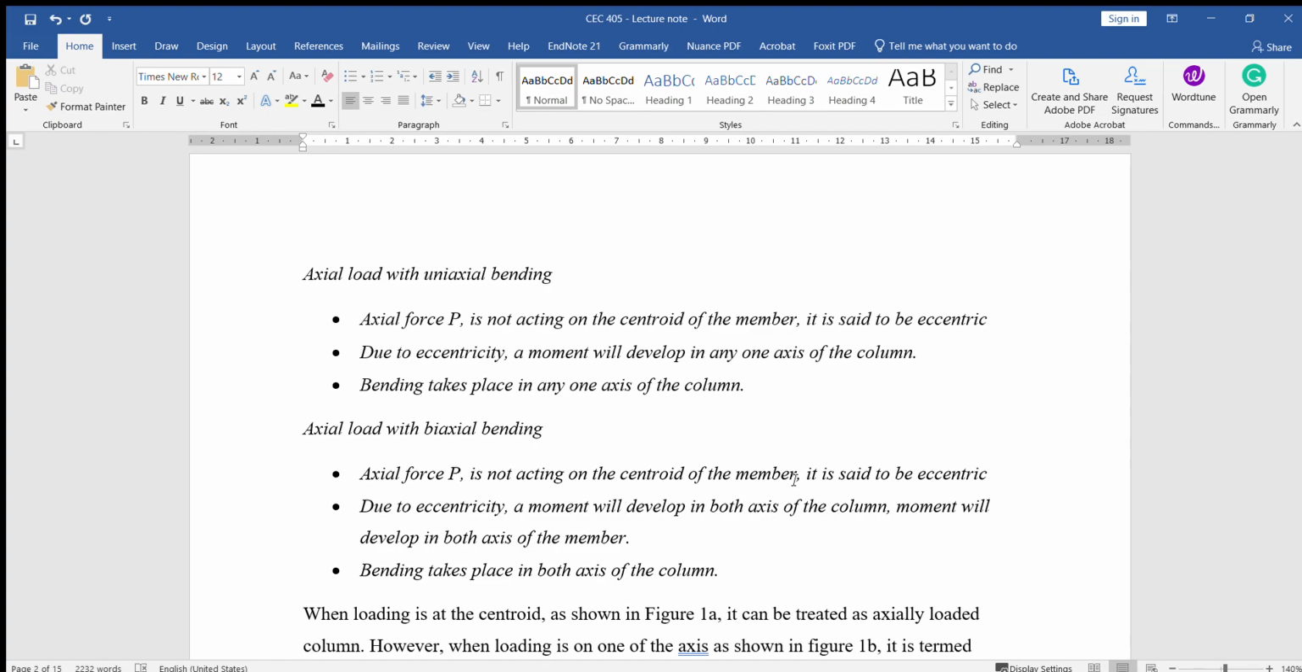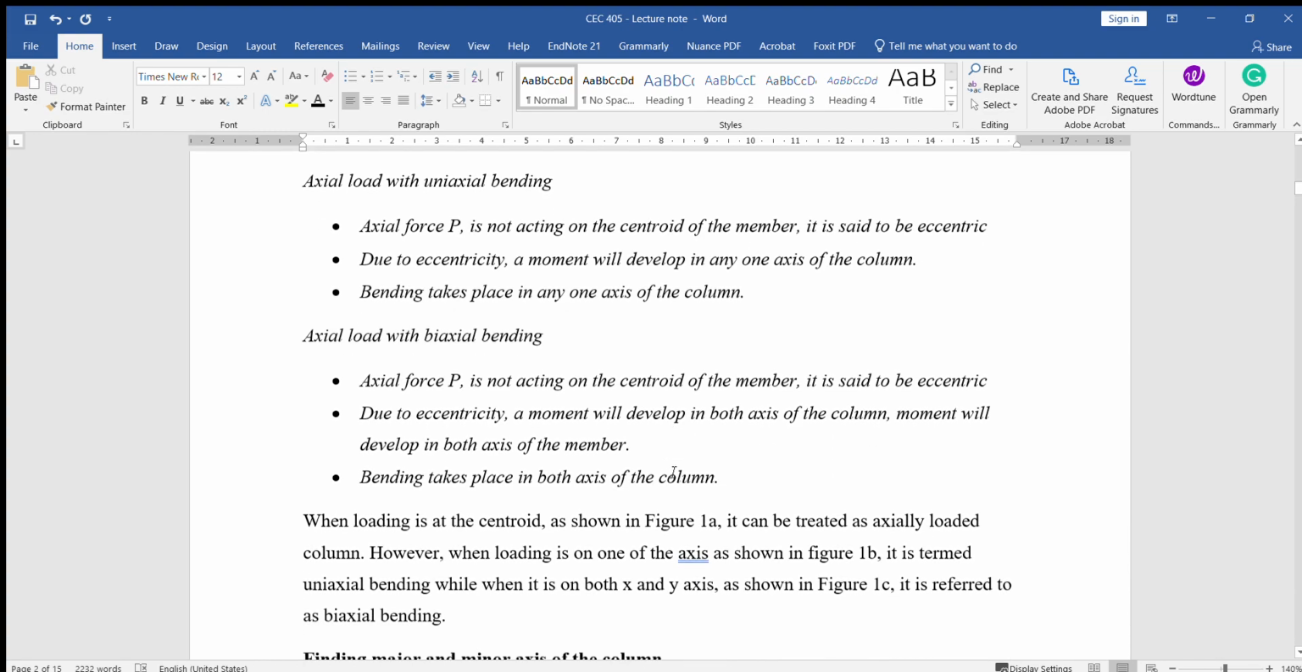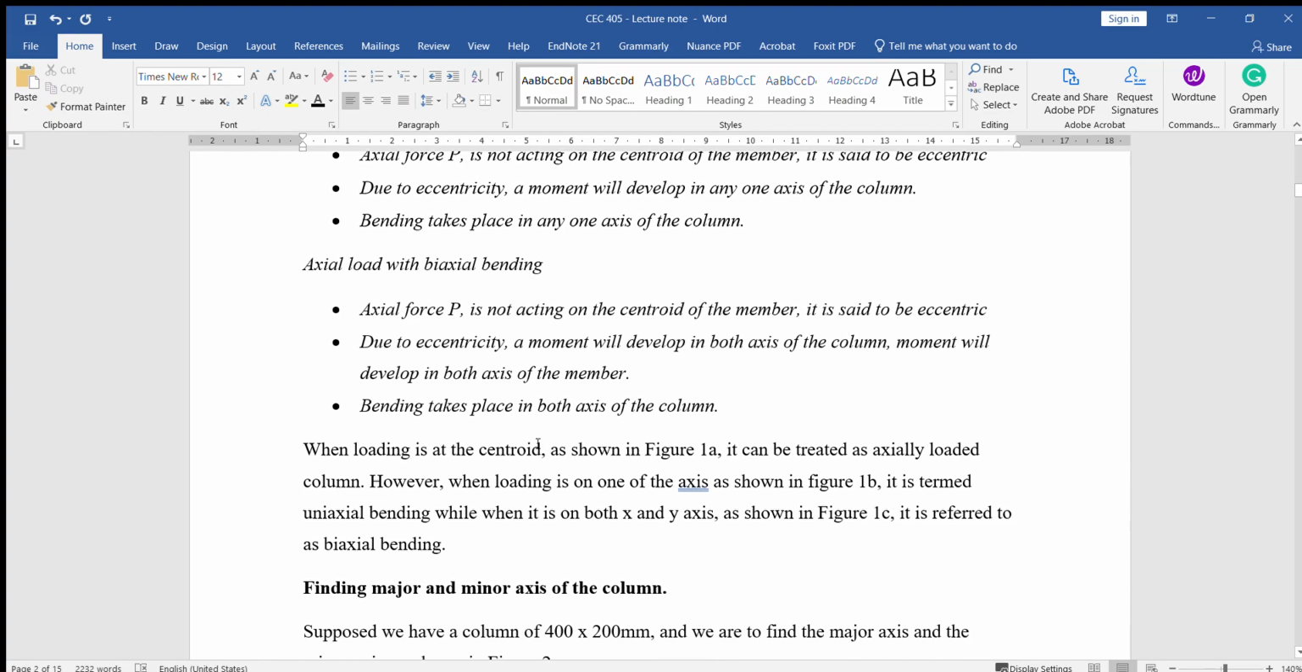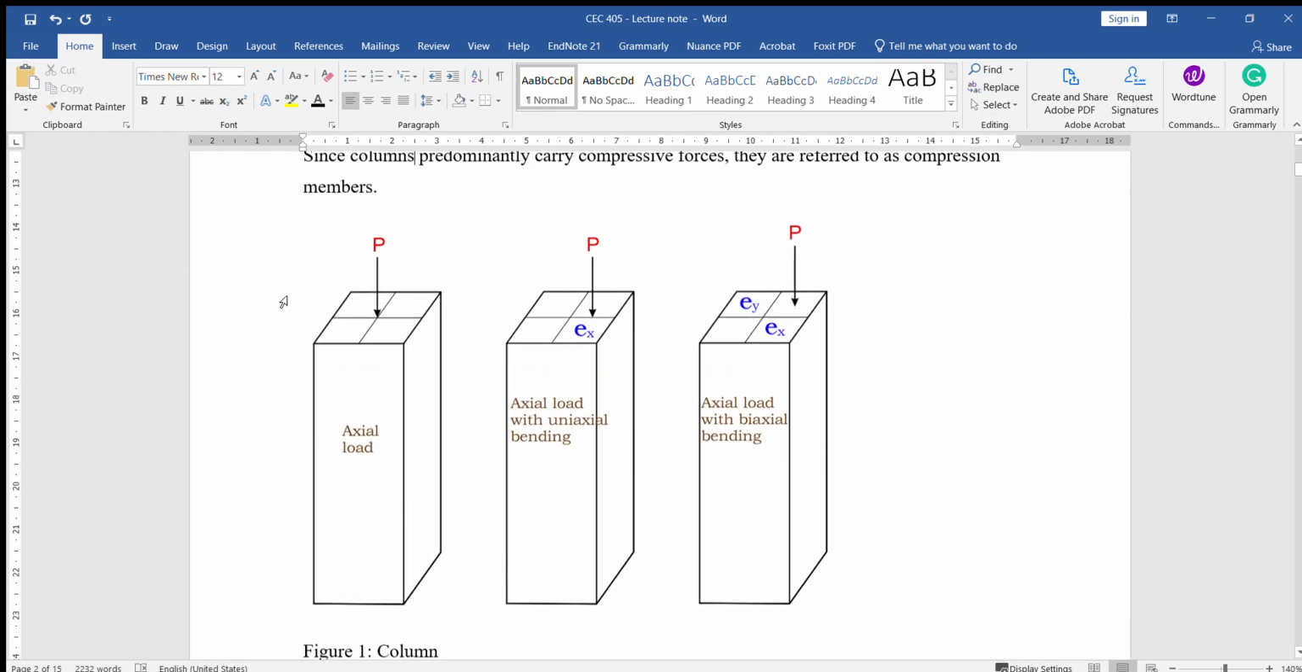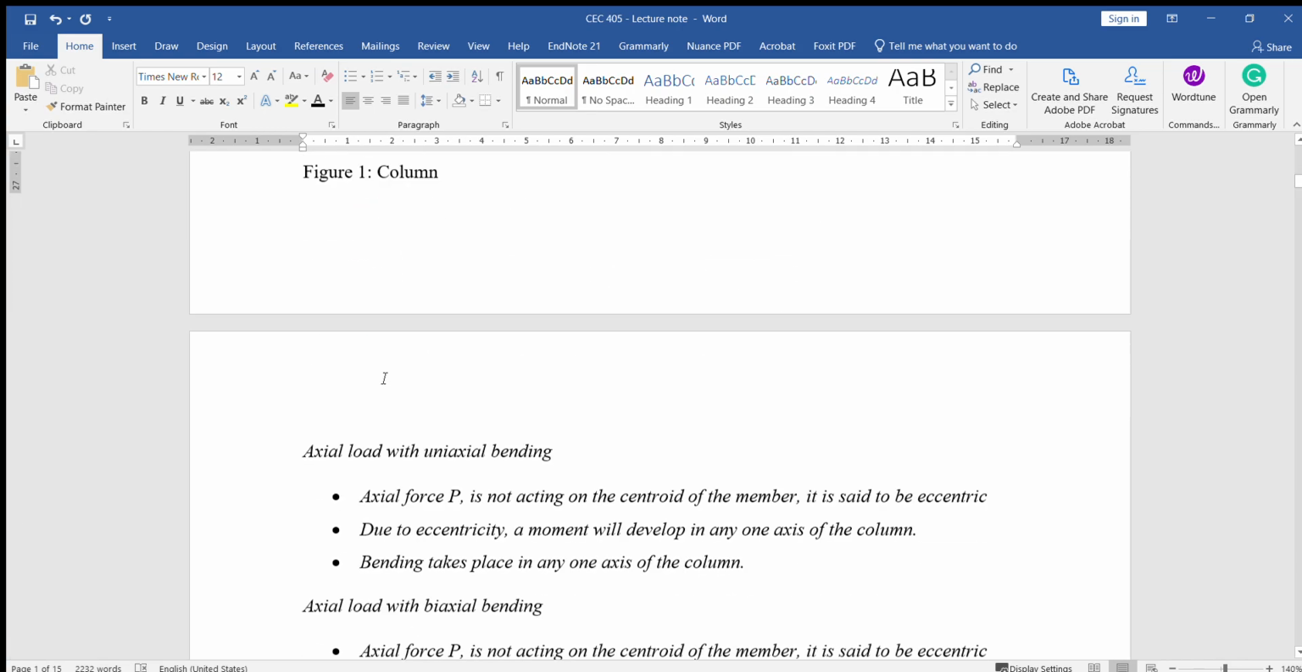That is, the moment will develop in both the X and the Y axis, and bending takes place in both axes of the column. When the loading is at the centroid, as shown in figure 1a, it can be treated as an axially loaded column.